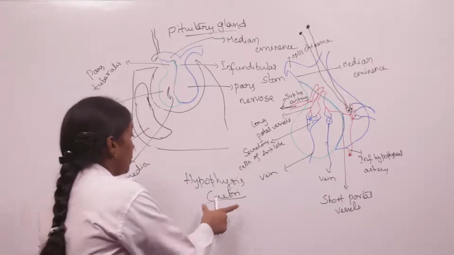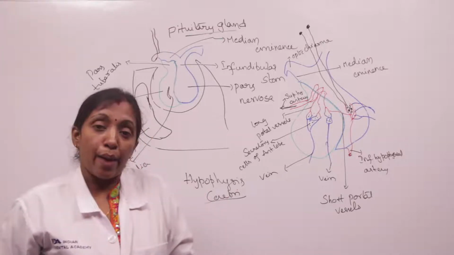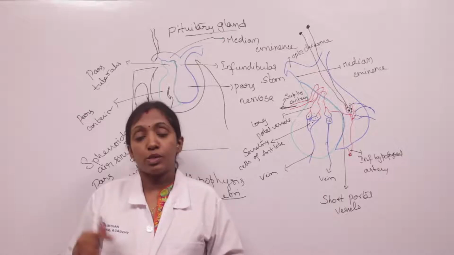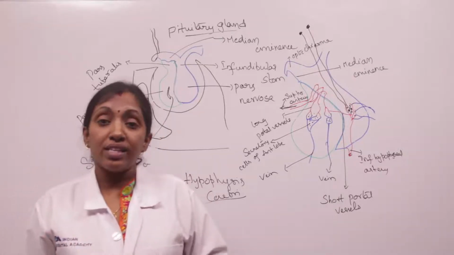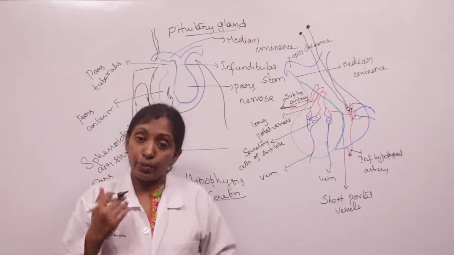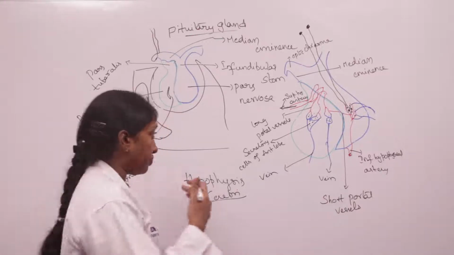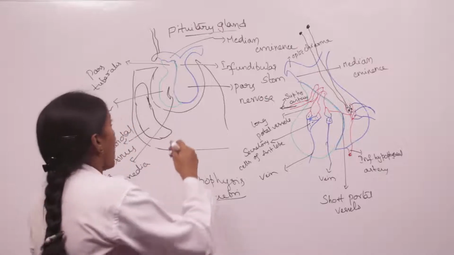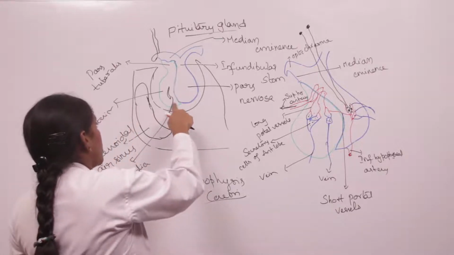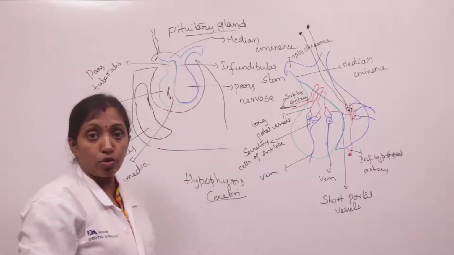So the pituitary gland, otherwise called hypophysis cerebri, is situated in the hypophyseal fossa and is suspended from the infundibular stalk, which pierces the dural fold called the diaphragma sellae. The pituitary gland is divided into two parts: first the anterior lobe and next the posterior lobe.